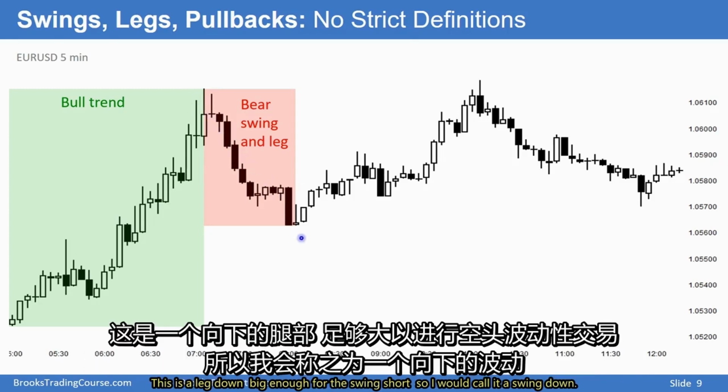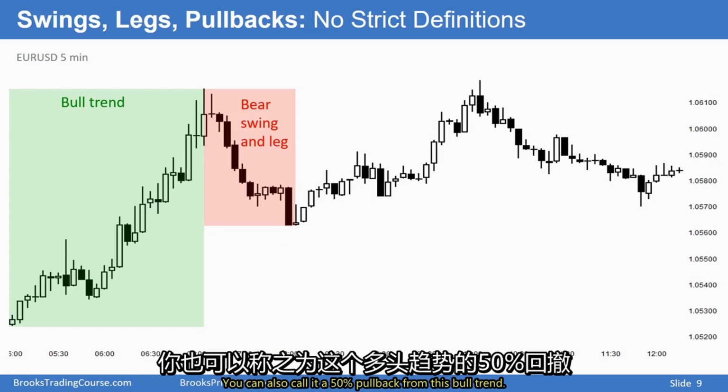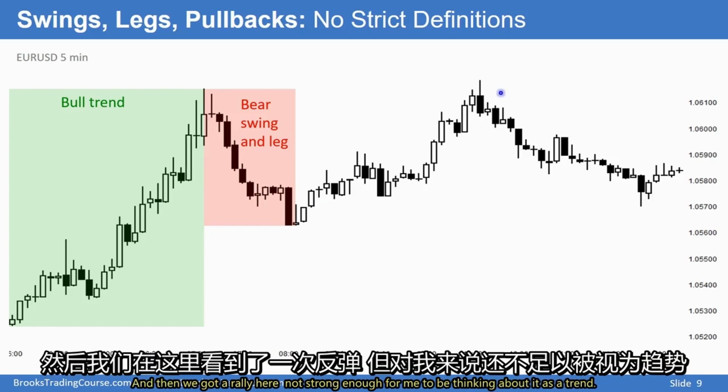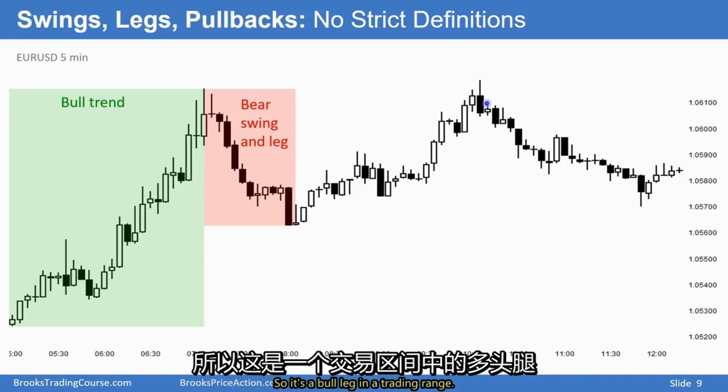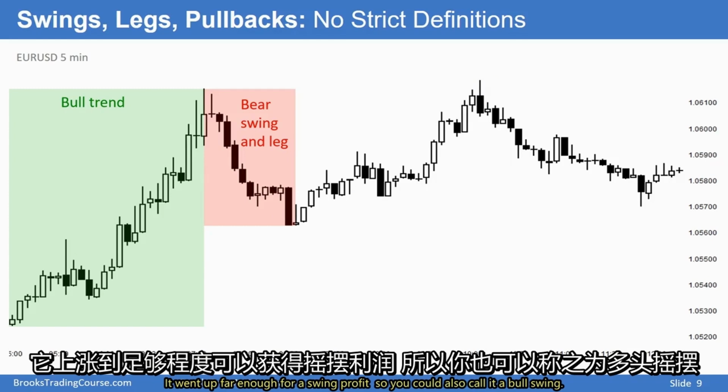This is a leg down, big enough for a swing short. So I would call it a swing down. You can call it a leg. You can also call it a 50% pullback from this bull trend. And then we got a rally here, not strong enough for me to be thinking about it as a trend. I'm wondering at this point if it's a bull leg in a trading range. So it's a bull leg in a trading range. It went up far enough for a swing profit, so you could also call it a bull swing.